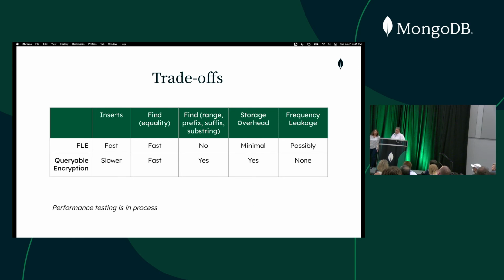So the trade-offs. FLE is great for really flat, wide histogram type data. If you need to do search and you've got lots and lots of cardinality, it's a great solution. Depending on whether you're using deterministic or randomized mode, it does have some frequency leakage. The storage overhead is minimal, a few percent really, unless you're storing pure integers, in which case it gets a little more excessive. With queryable encryption, there is going to be a storage overhead. The customers that we've talked to tend not to be too sensitive on storage.